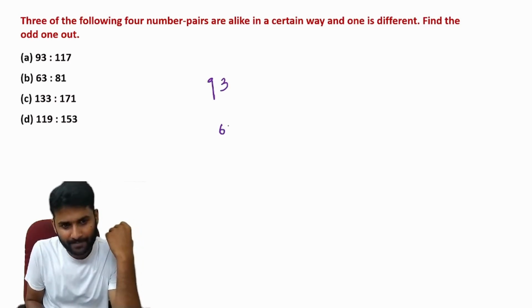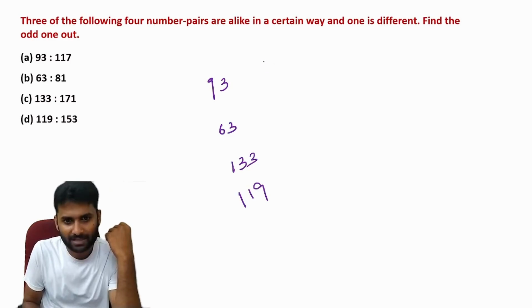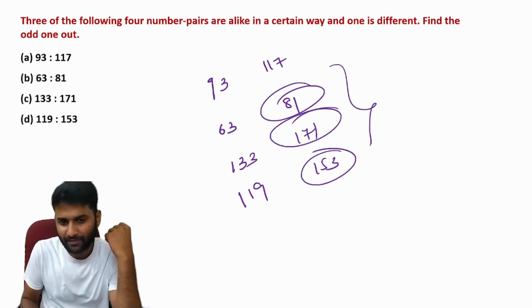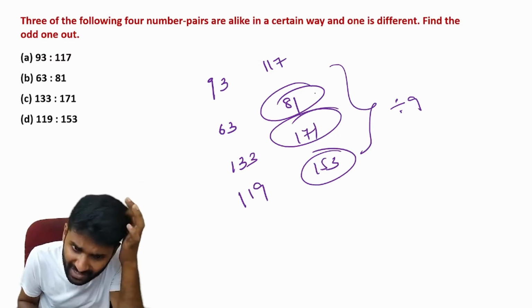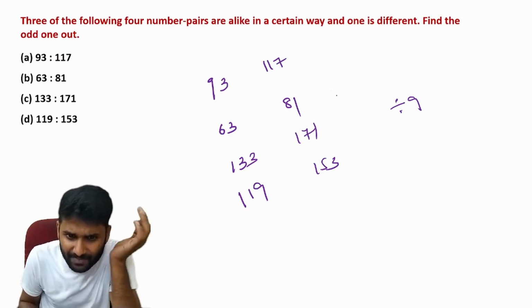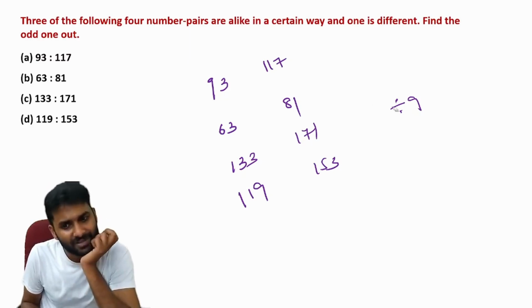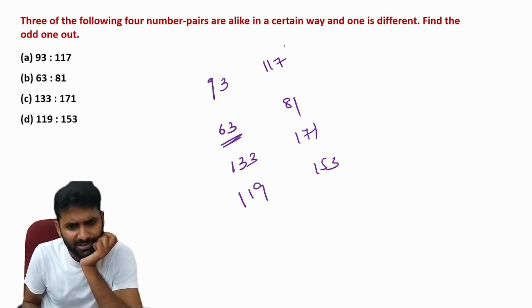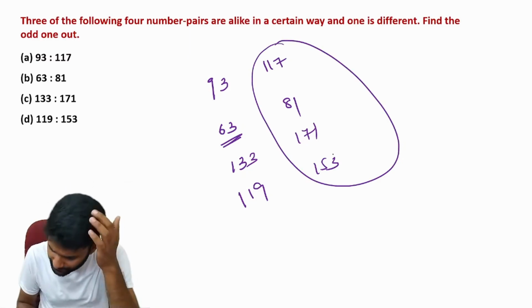Guys, 93, 63, 133, 119 on one side, and the other side numbers 117, 81, 171, 153. 81, 171 and 153 are all divisible by 9, and 117 is also divisible by 9, right? Give me a second. See, it is also divisible by 9. These side numbers are all divisible by 9.